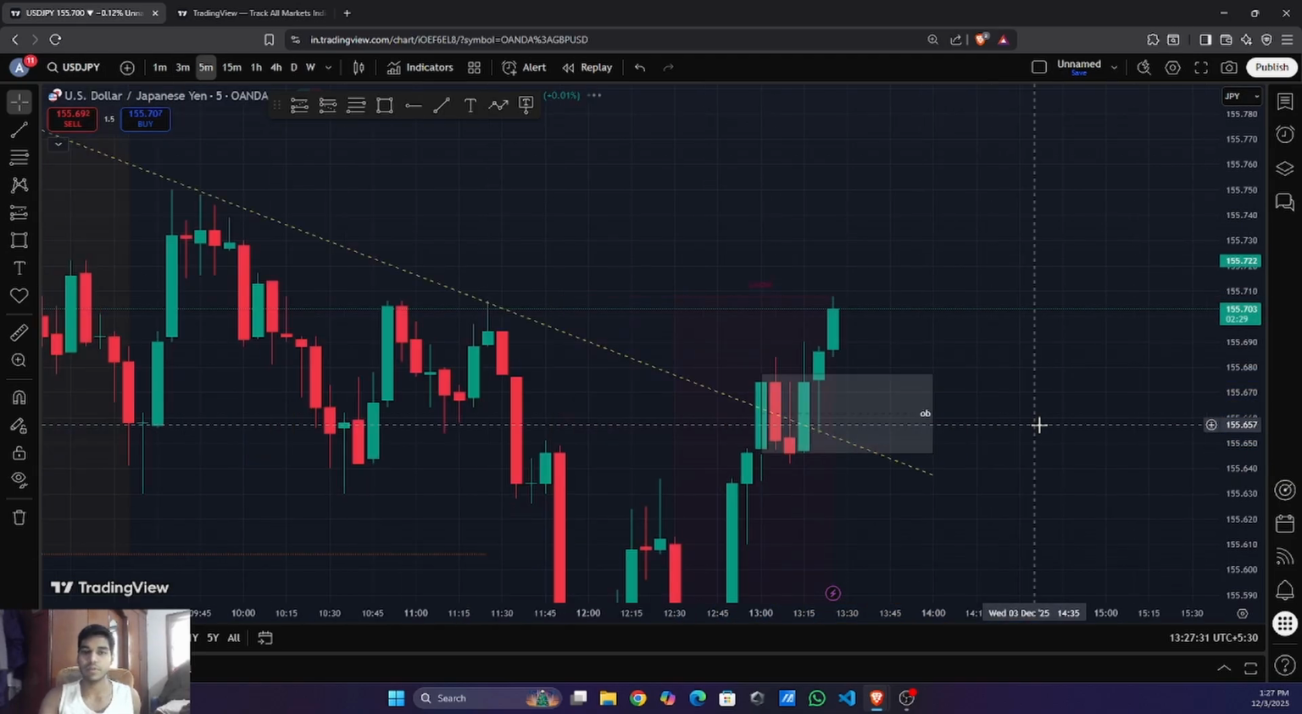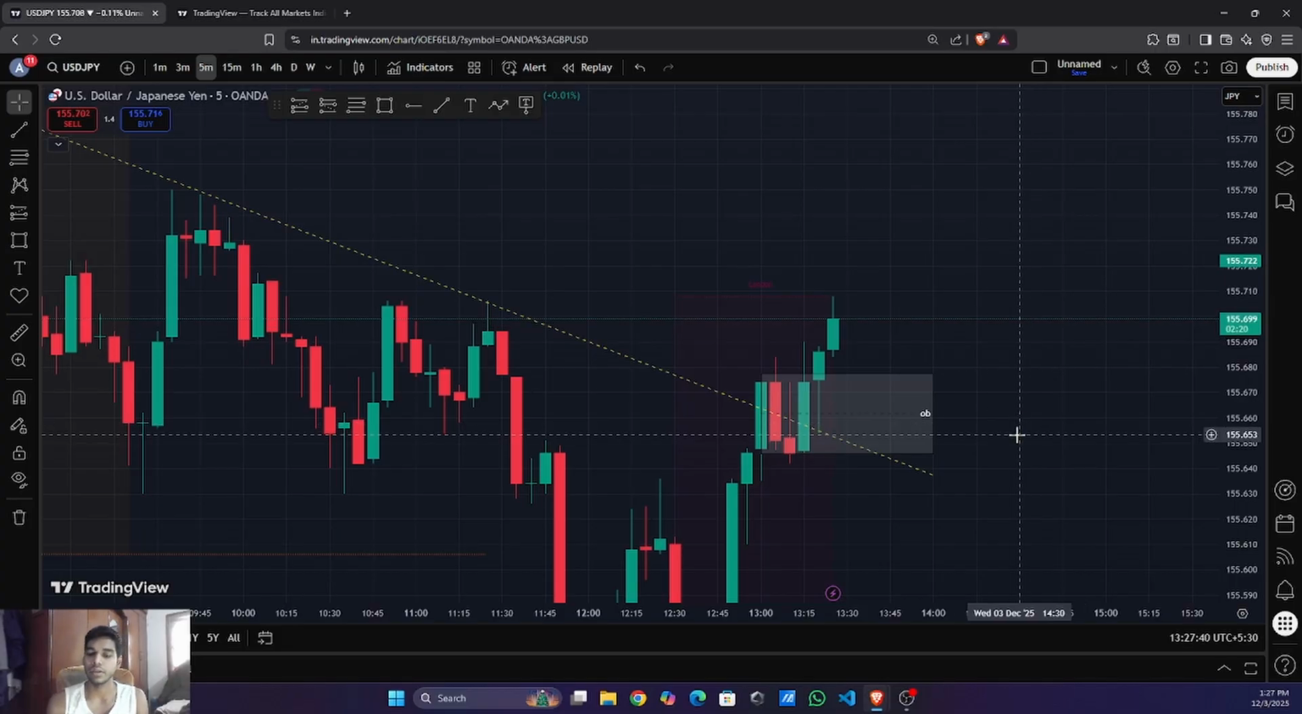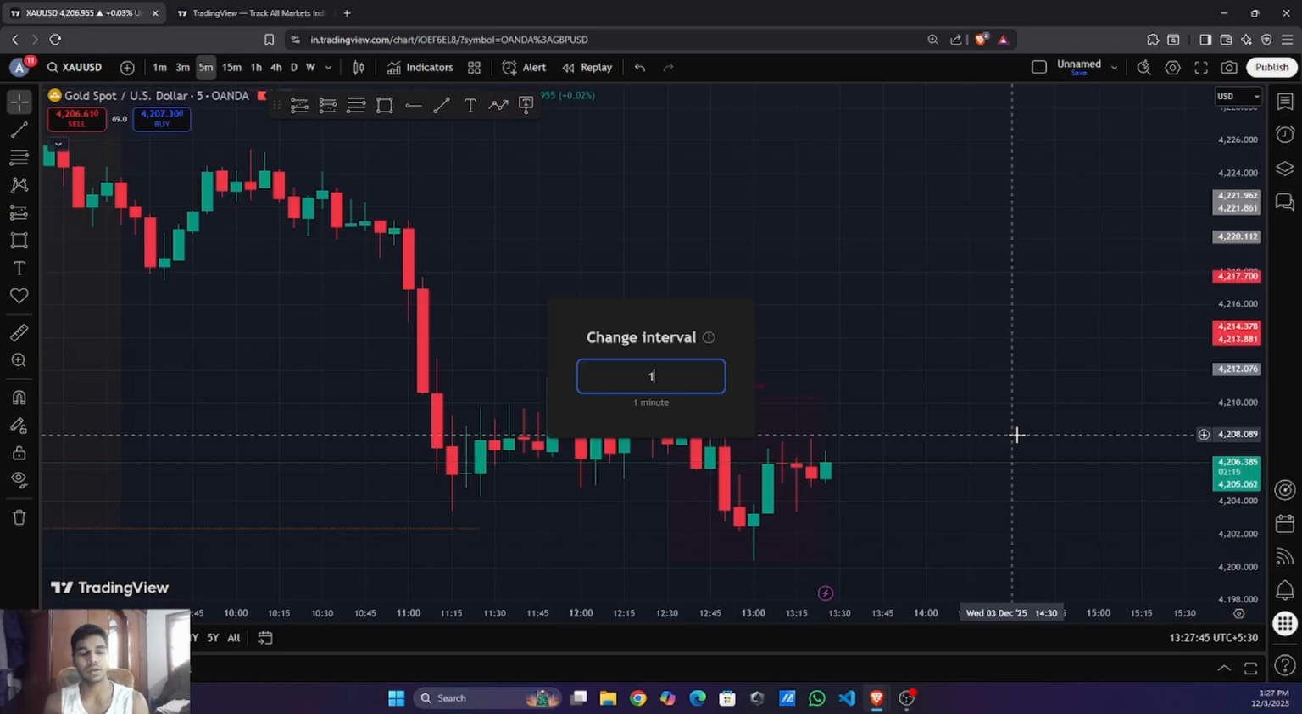So that is a 5-minute order block. 5-minute order block retest and 1-minute breakout structure. And in JPY, I will go with full quantity. Let's see gold. I don't think.